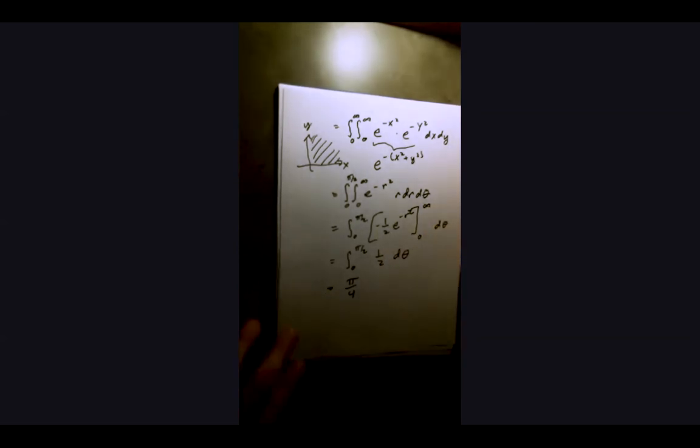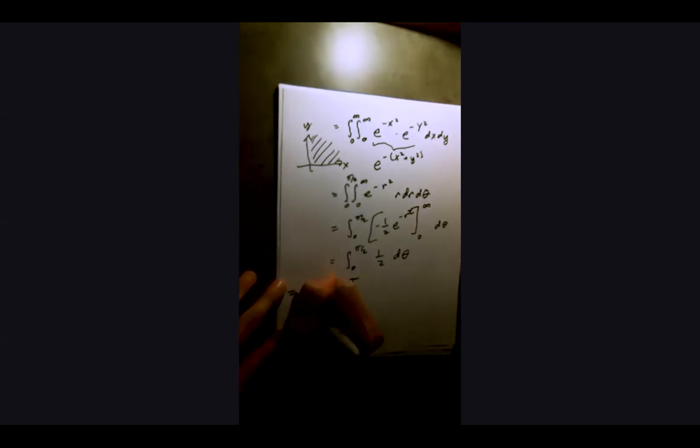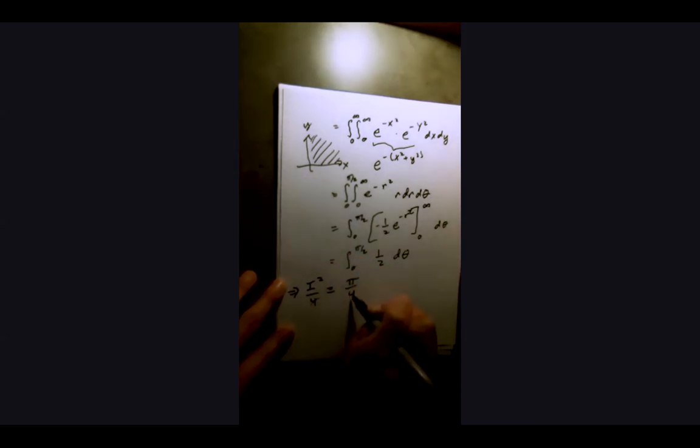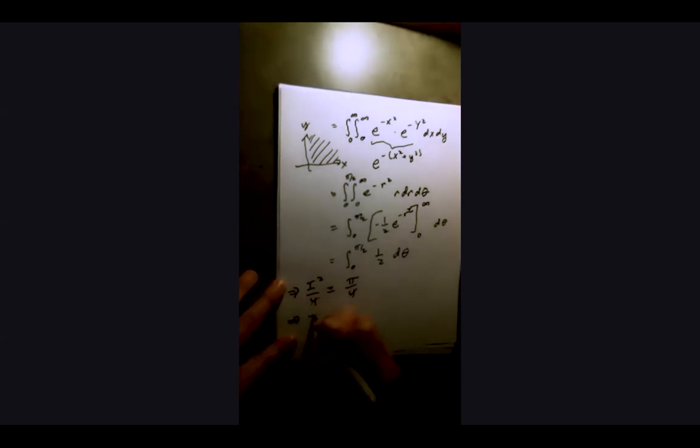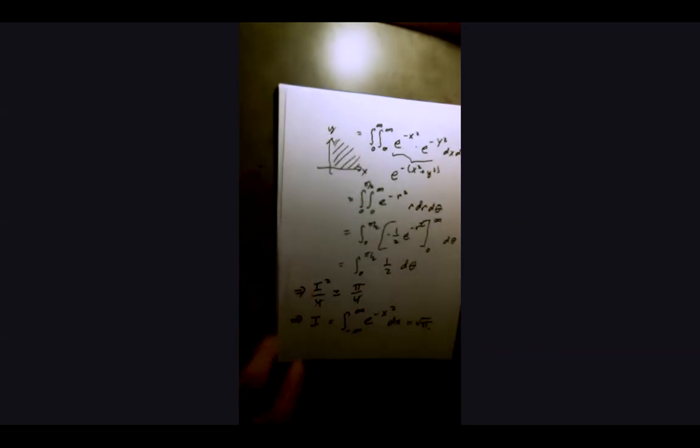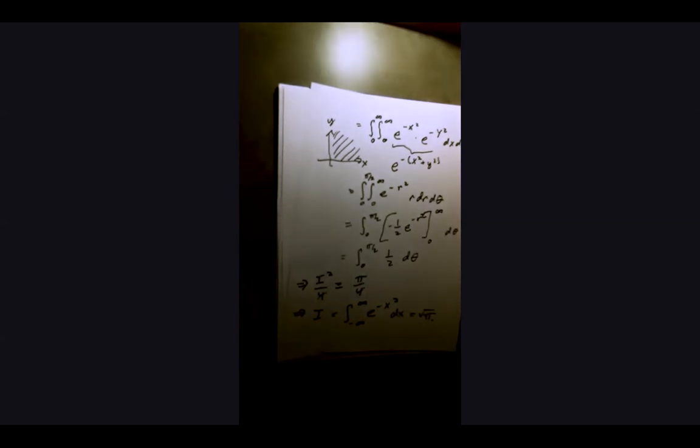Oh, right. And do you remember what's on the left side of this equal sign? I squared over 4. Good. So we get that I, or the integral from negative infinity to infinity of e to the negative x squared dx, is equal to the square root of pi. Duh, exactly. Like totally obvious, right?